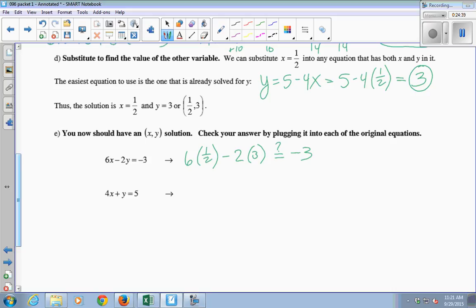What do you think? Yeah. 6 times 1/2 is 3, right? So this is 3 minus 6. Does that equal -3? Yes.